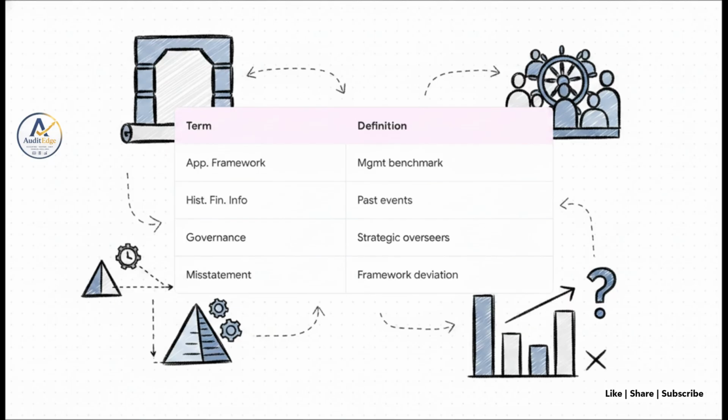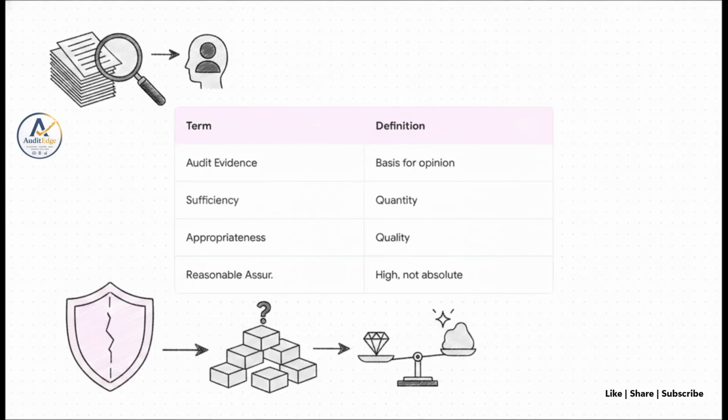We communicate with those charged with governance. These are the folks overseeing the strategic direction, like a board of directors. And we are always looking for a misstatement. That's simply a difference between what is reported and what the framework actually requires. Let's continue breaking down these definitions.